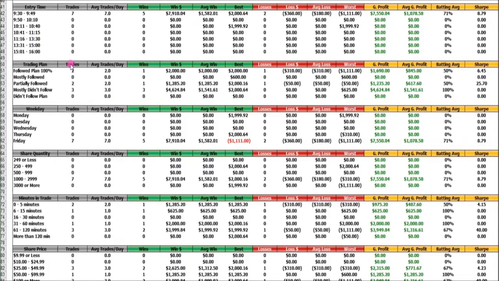So you see how as we go down this list, for example, did you follow your plan? When you don't follow your plan, what happens? What day of the week are you most profitable?